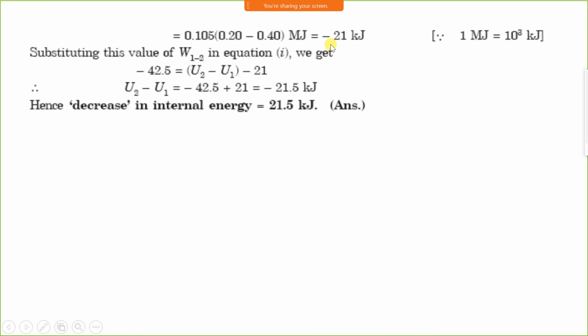Now put the value of work done in the first law equation. This is Q: minus 42.5 is equal to U2 minus U1 minus 21. U2 minus U1 is minus 21.5 kilojoule. Therefore, this is a decrease in internal energy.